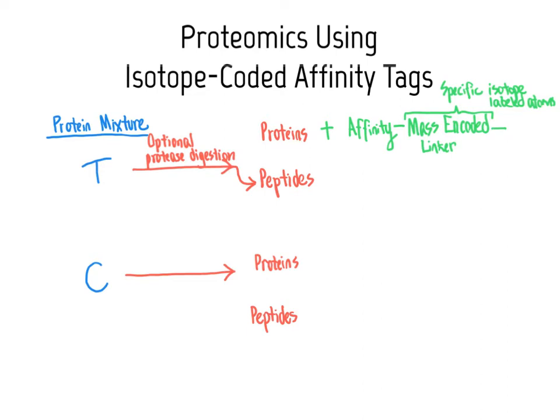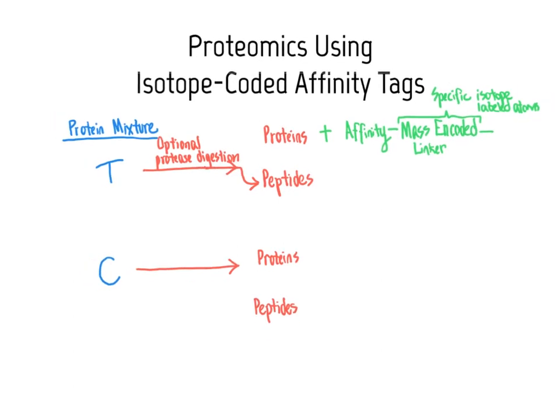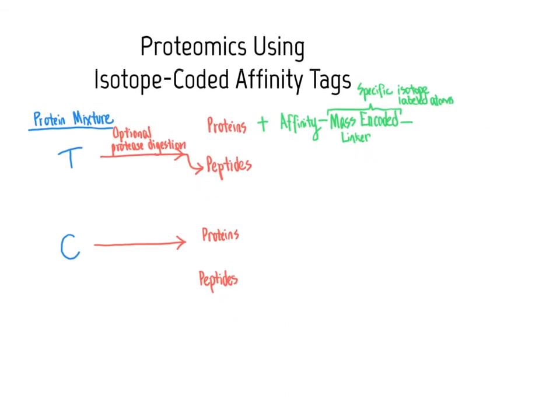So this tag that we are going to react the protein or peptide with has the affinity portion of that molecule, a mass-encoded linker, which means that there are specific isotope-labeled atoms that will differ between what we react with the treatment versus the control, and then finally, a specific functional group at one terminal of this molecule that will react with certain functional groups of the protein or peptide. So I'm going to put reactive functional group here.